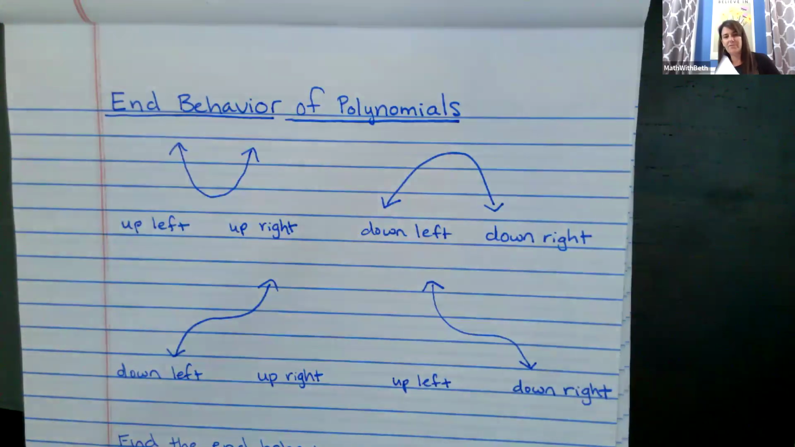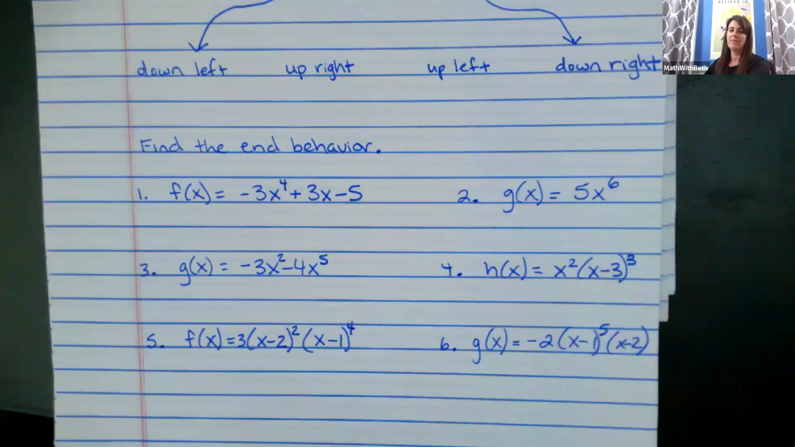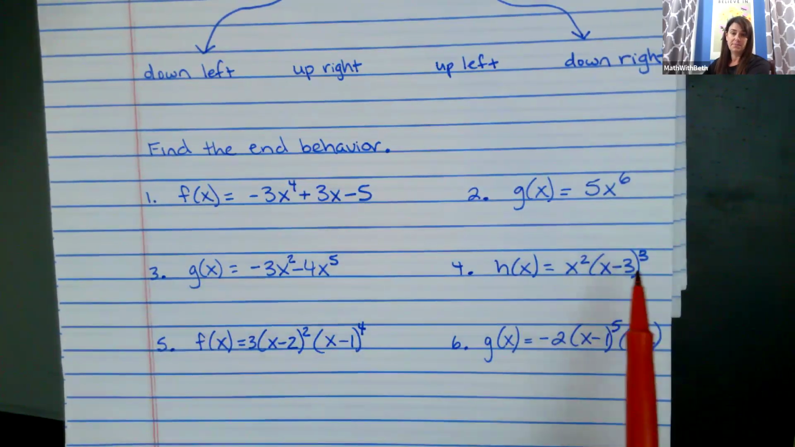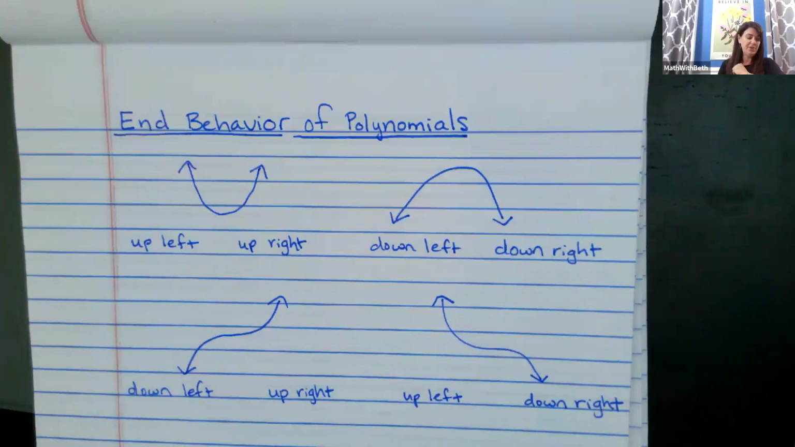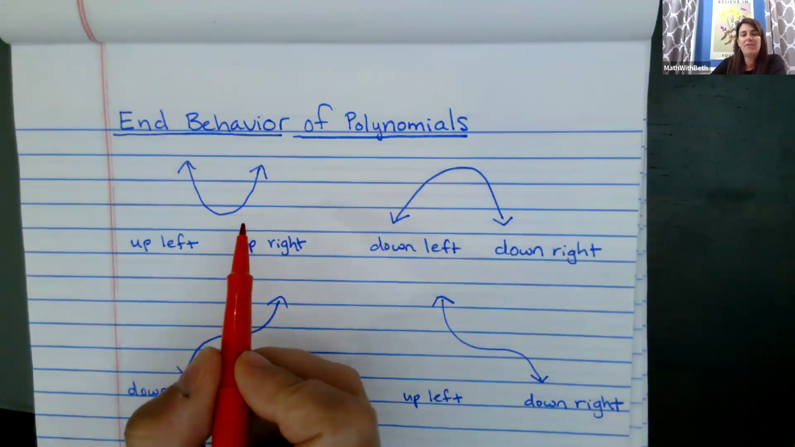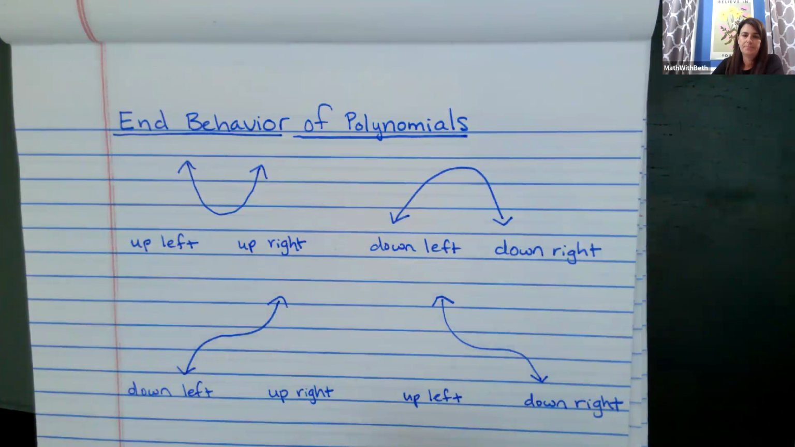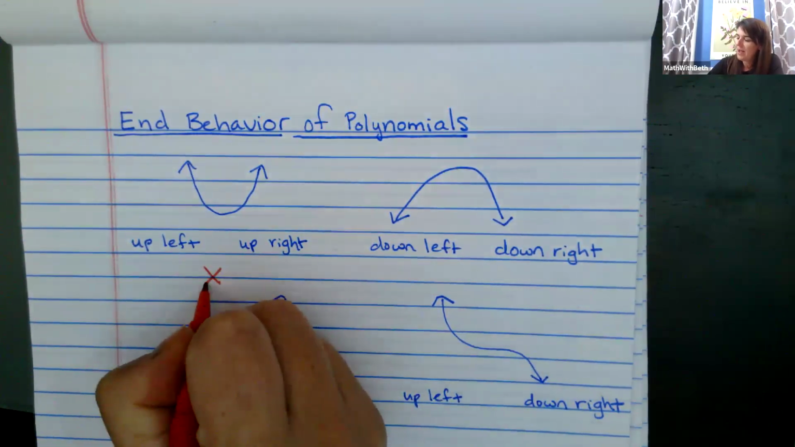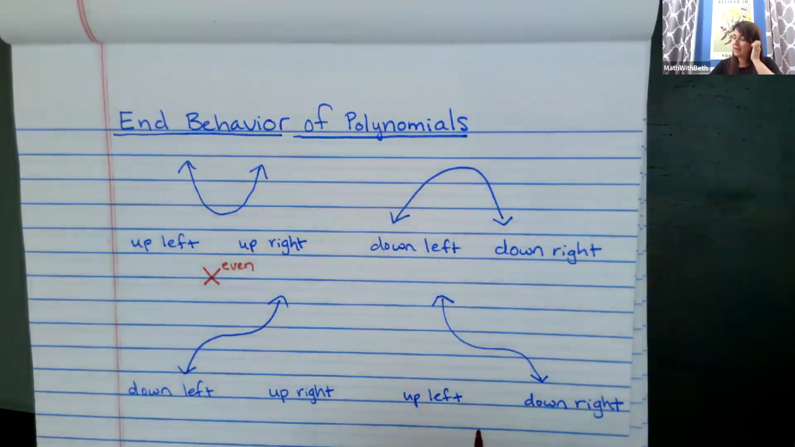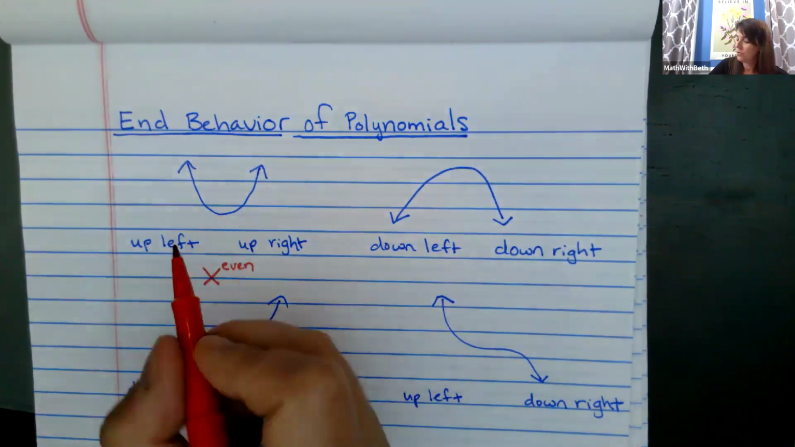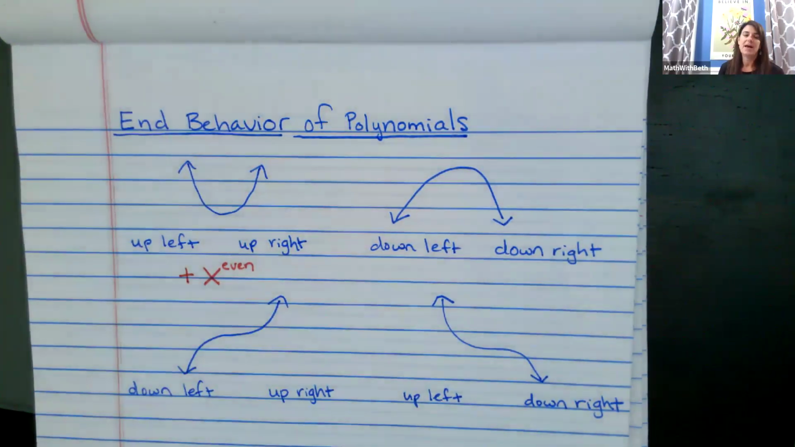But what if you don't have the graph in front of you and all you have is an equation like these? How do you do it? Looking at these four options, these are the four different things that could happen at the ends of the graph. When would you have a graph that goes up to the left and up to the right? Well, it happens when you have x to some kind of even power. So x to the second, x to the fourth, x to the 28th. But it also has to have a positive number in front of that.